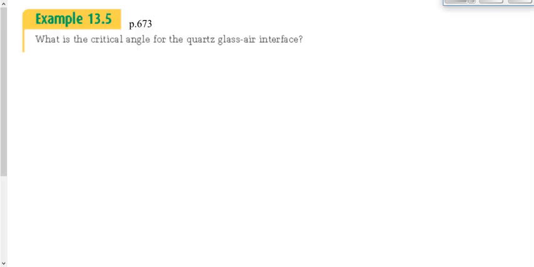Okay. Let's have a look at an example on page 673. What is the critical angle for the quartz glass-air interface? Man, we don't know anything about this question, right? Nothing given to us, except that we want to find the critical angle. Well, I'll tell you what, we do know something. We know the index of refraction of quartz glass is 1.47. That's on that table that I gave you. And air is 1.00. Now, where are we going? From glass to air or air to glass? We must be going from glass to air.